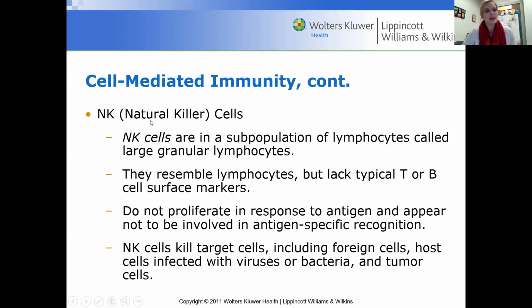One example, I like this one only because the name implies exactly what it does. Natural killer cells do just that. Natural killer cells are a subpopulation of our lymphocytes called large granular lymphocytes. Not that you have to know that they resemble lymphocytes but lack the T and B cell markers. The big thing really to remember is that these natural killer cells do just that. They're involved in naturally killing and targeting.